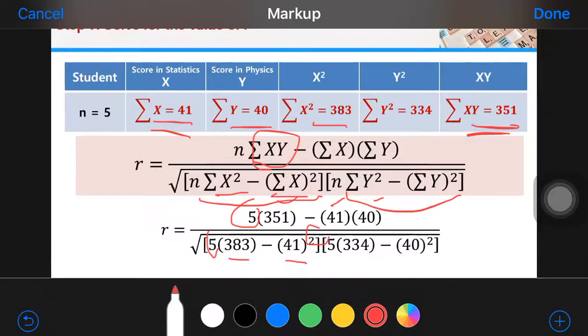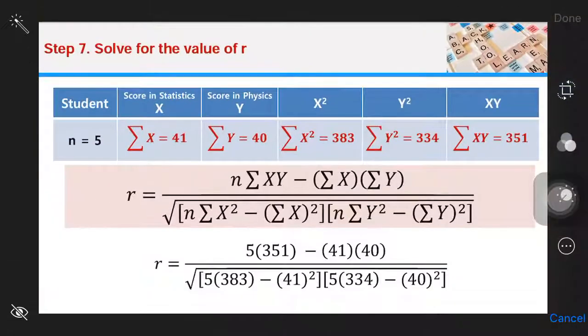We'll have the other one. N is still 5. E of Y squared is 334. That's 334. Minus the 40. That's E of Y. Summation of Y. 40. Then you square it. Now, let's try solving.